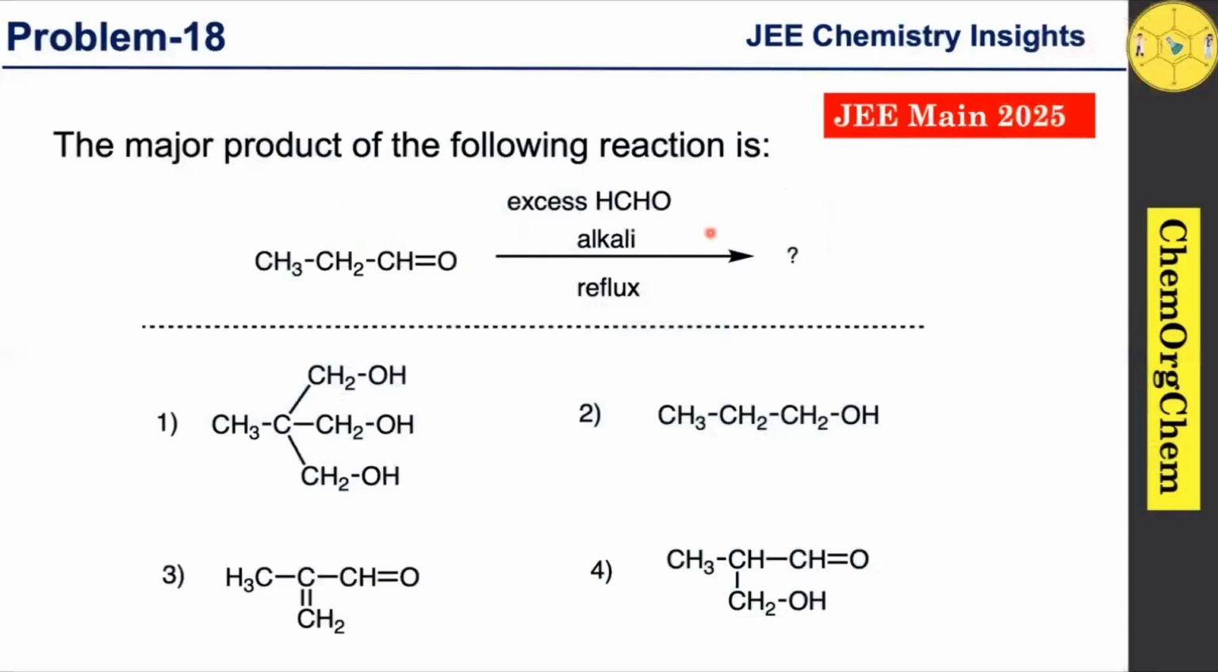So this is the problem from JEE Main 2025. As per this question, propanaldehyde reacts with excess of formaldehyde in the presence of alkali under reflux, which produces a product. Here there are four options given. Let's solve together which one is the correct option for this question.